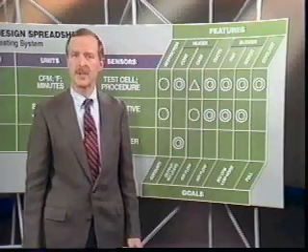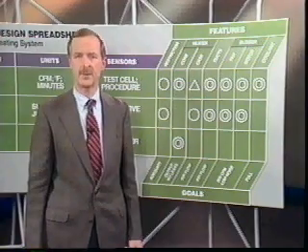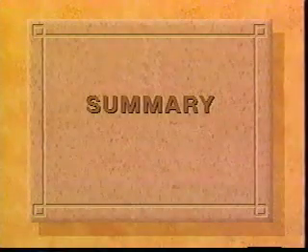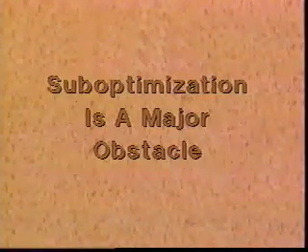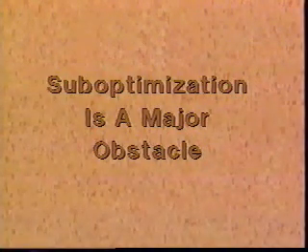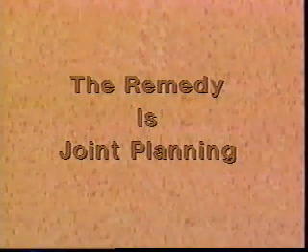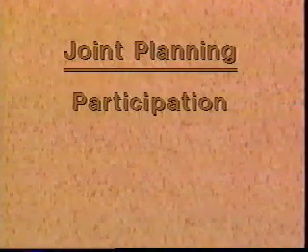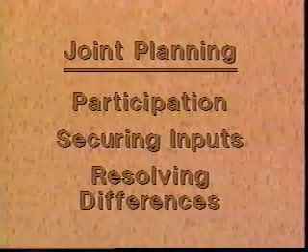In the remaining sessions, you will be making use of additional related spreadsheets to aid in the final steps of quality planning. The optimum quality goal is to meet the needs of customers and suppliers alike and minimize their combined costs. A major obstacle to reaching the optimum is sub-optimization. The major remedy for sub-optimization is joint planning. Essential to joint planning are participation, securing inputs, and resolving differences.